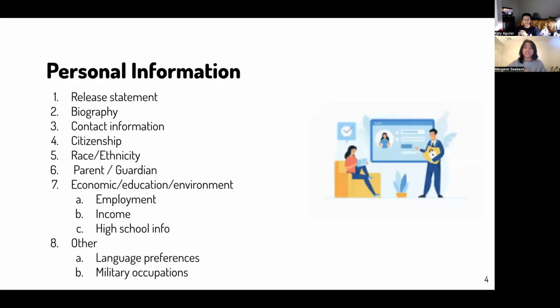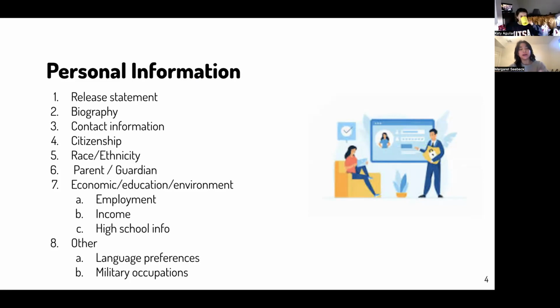In this section, this is going to be your basic information about yourself. You're going to have your biography, like your birthday, your address, if you're a citizen of the United States, your race, ethnicity. It's going to ask briefly about your parent/guardian status. I think they mainly asked what level of education they did, just simple things like that. Some brief economic and education environment. So if you were employed or anything, they're going to want to know your income and all that.